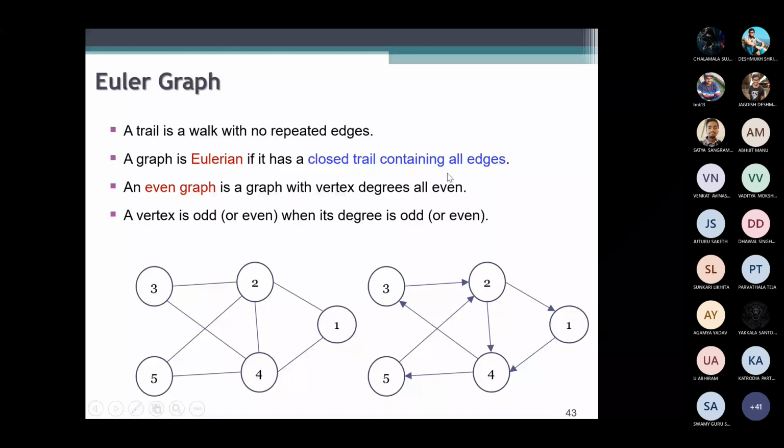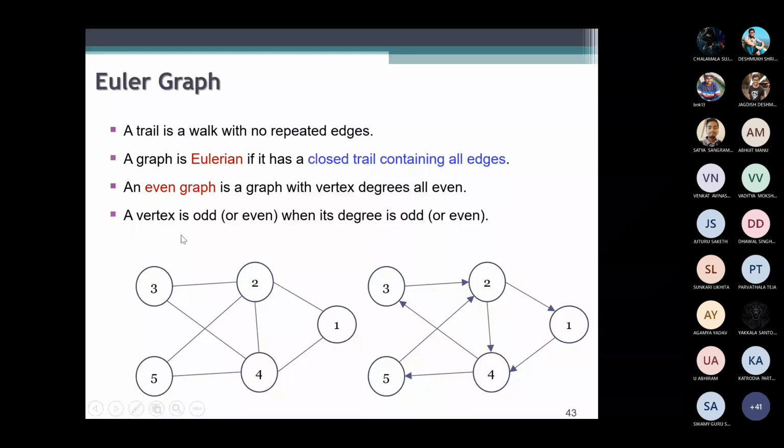So if someone tells you a graph is Euler, the first important thing is that if the graph G is Euler, then immediately you can write that this graph has a closed trail containing all the edges. Because you have got this from the definition itself. An even graph is a graph with vertex degrees all even. So all vertices have even degree, then it is called an even graph.